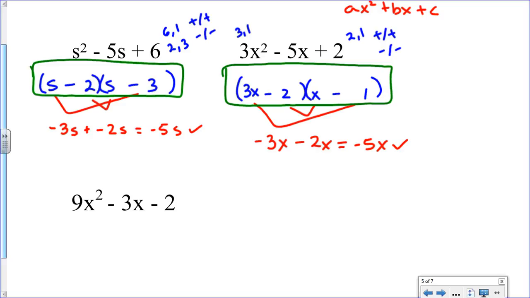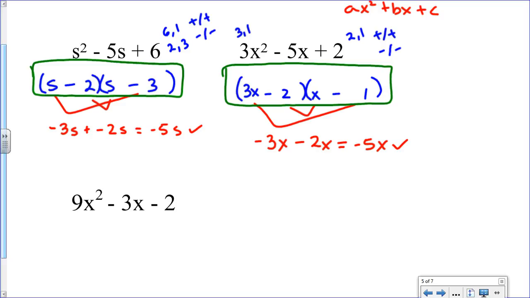So if you did this and you wrote x minus 1 first, that's okay. You can switch the parentheses as long as the signs go with the right numbers. Okay, so you have to have 3x minus 2 and you have to have x minus 1, but the order could change.